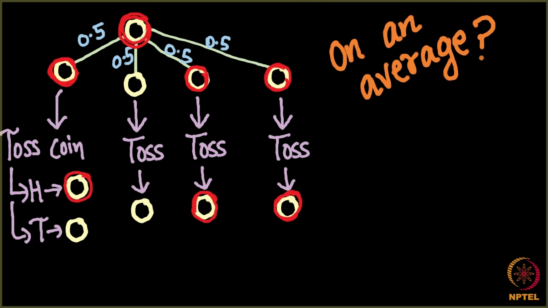So what do you think happens on an average, in expectation? What is the expected number of its children which will get infected here? So let's quickly see that. I again redraw it.